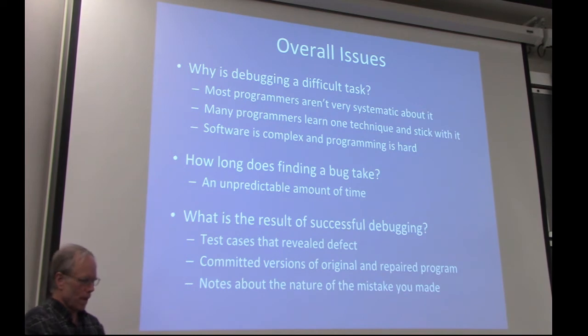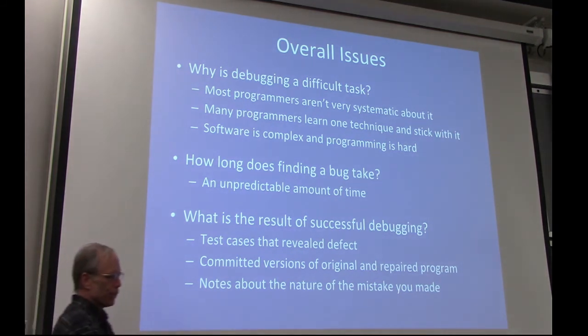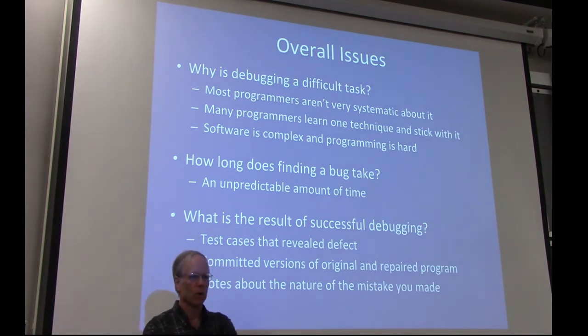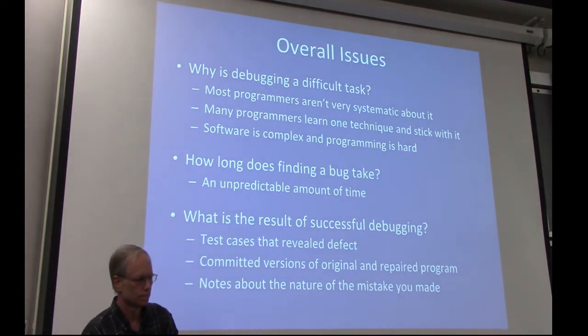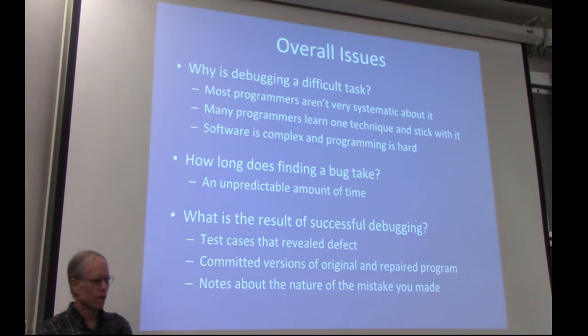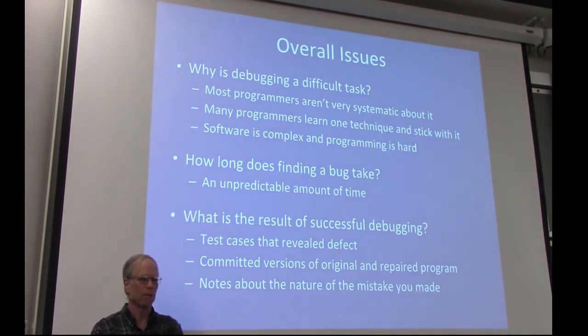Okay, so I've told you my stories about debugging, and I'm sure you all have similar things that have happened to you. And this first point is, why is debugging a difficult task? It says there, most programmers aren't very systematic about it. What do you do when you have a bug?